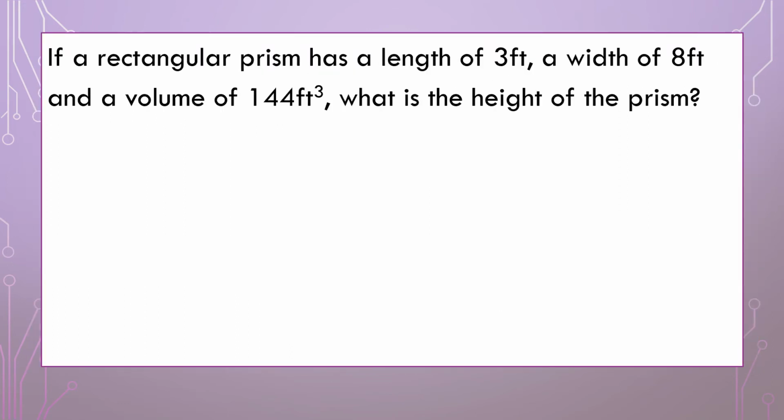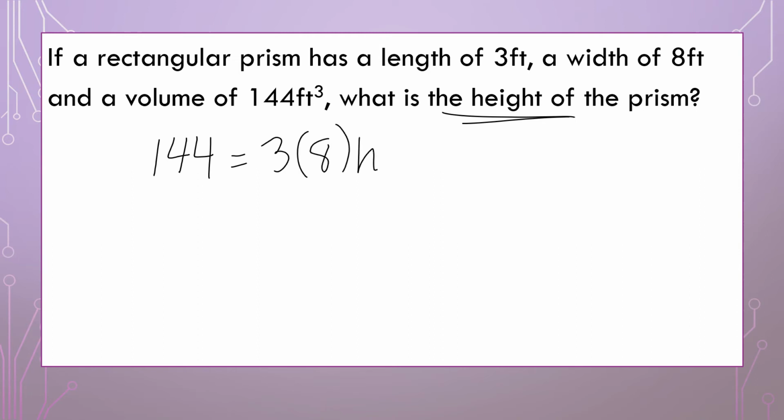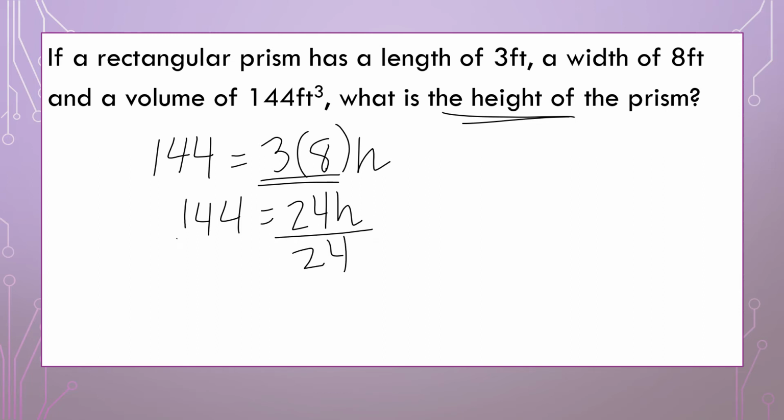For number 3, if a rectangular prism has a length of 3 feet and a width of 8 feet and a volume of 144 feet cubed, what is the height of the prism? So we are going to have to work backwards here. We know the volume is 144. We know the length is 3. We know the width is 8. And we are looking for the height. So before I do anything, I need to multiply the 3 times the 8, which is 24. And then I need to get my h by itself. So divide both sides by 24. And you get the height is 6 feet.